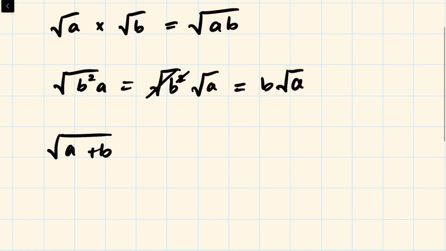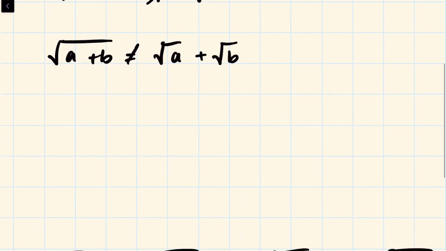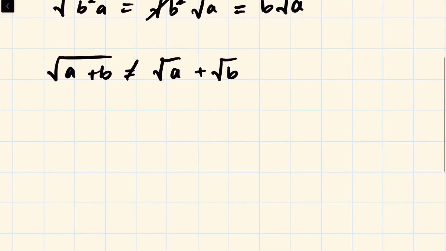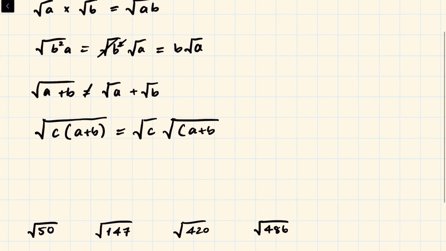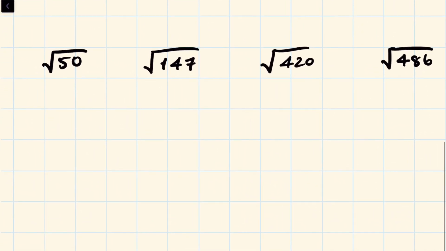Another thing to mention actually: root of a plus b does not equal root a plus root b. You can't simplify it like that, like at all. In some cases, you can have the square root of c times a plus b, and that is equal to root c times the root of a plus b, but it can't be simplified further. Okay, so let's get into some examples here.